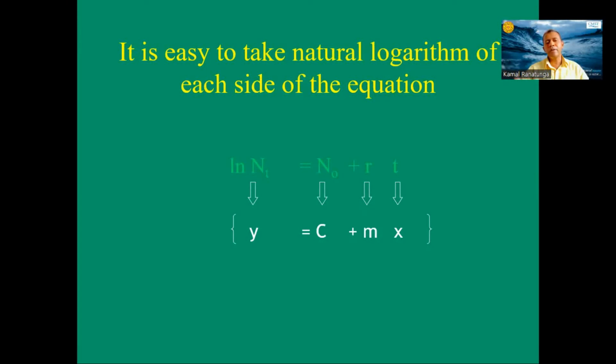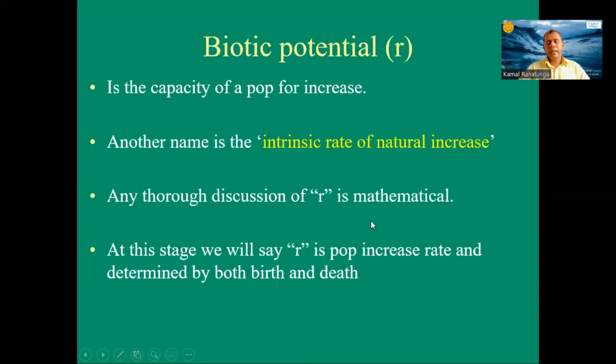Every 2 years you calculate, or every 5 years calculate. If you have that data, then you can get the R from the graph, and N0, the initial population size, you can determine from the C here, and other things you know, right?